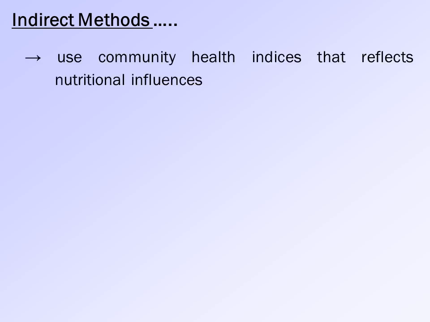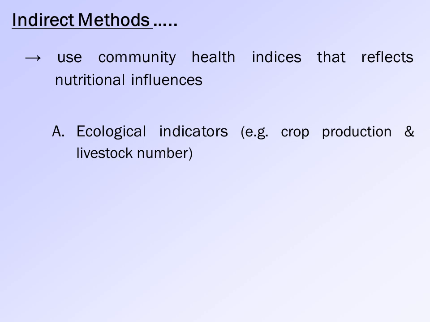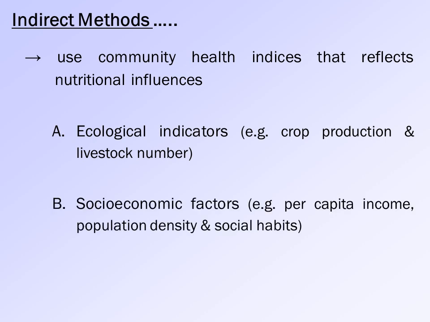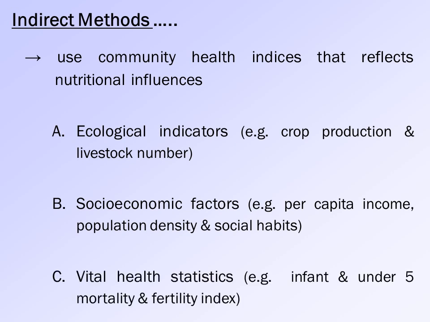For the indirect method, it includes the use of community health indices that reflect nutritional influences. They include ecological indicators such as crop production and livestock number, socioeconomic factors, for example per capita income, population density, and social habits, and vital health statistics, for example infant and under-5 mortality and fertility index.